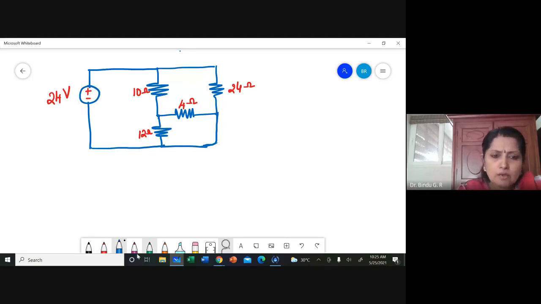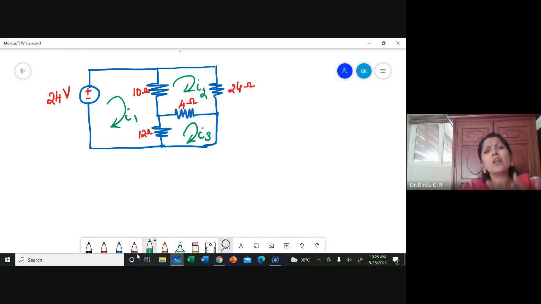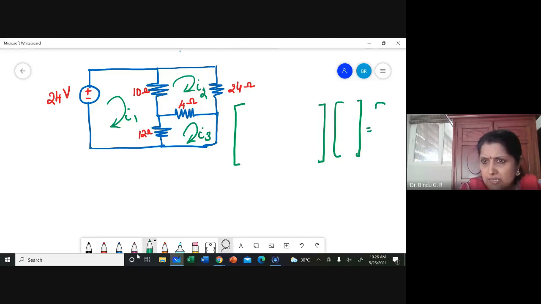Let me see, we'll take I1 arbitrarily, I2, I3. All I have taken in the clockwise direction. And try to write the matrix equation. As you know, because there are three mesh currents, the matrix will be a 3 by 3 matrix. So all of you should listen. I'll give you time to write. Just listen, and then we'll all write this together.